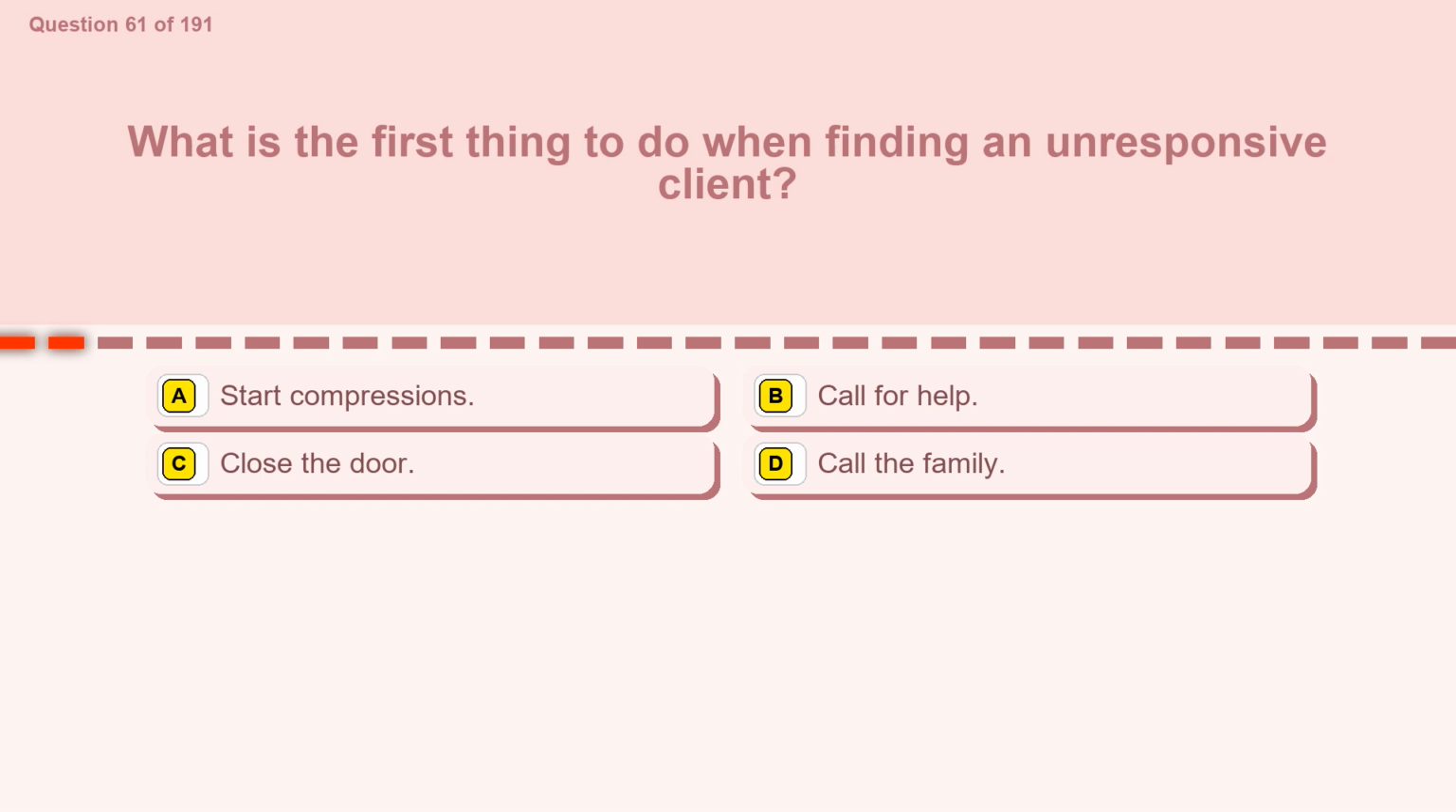Question 61. What is the first thing to do when finding an unresponsive client? Option A. Start compressions. Option B. Call for help. Option C. Close the door. Option D. Call the family.